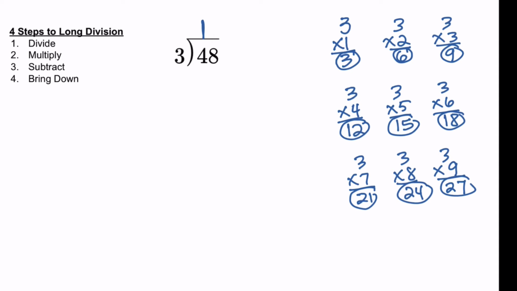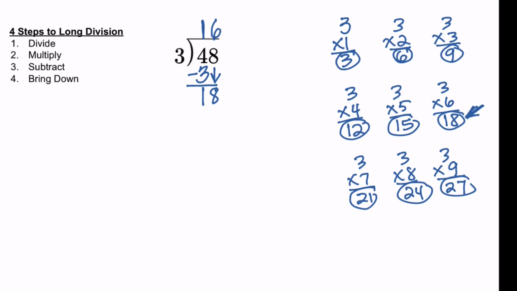Let's multiply 1 times 3, which is 3. And then you're going to subtract, which is our third step. 4 minus 3 is 1. And then you're going to go to the fourth step, bring down the 8. Now you start the process all over again. How many times does 3 go into 18? Have them look for the answer of 18 to the right. And they're going to see that we do have an answer of 18. We had to multiply the 3 times 6 in order to get 18. So how many times does 3 go into 18? They should respond 6 times. You put the 6 above the 8.